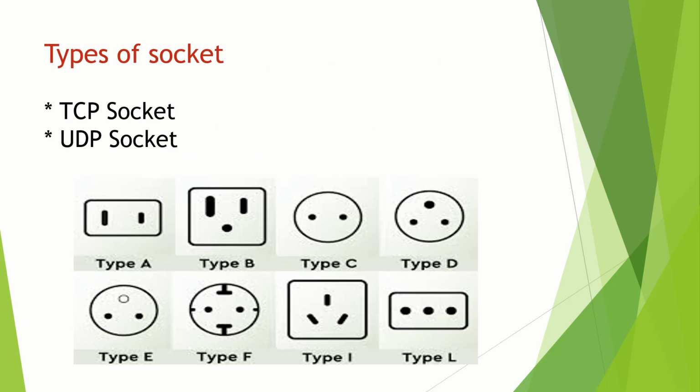Our next point is types of sockets. The first one is the TCP socket. This is reliable communication. It ensures messages arrive completely and in order. Used in web browsing, emails, file transfers, and so on. The second one is the UDP socket. This is faster but not reliable. There is no guarantee messages arrive in order. Used for video streaming and online games.